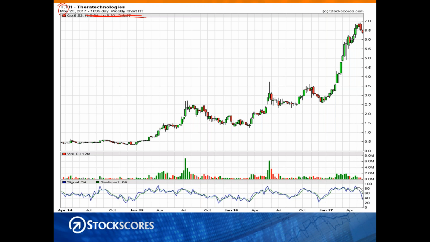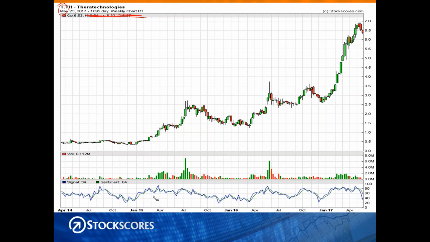And we combine the Stockscores indicators with good chart patterns to tell us when is a good time to buy the stock. In this particular case, we had sentiment score above 60, signal score above 80, and a predictive chart pattern. My job tonight is to teach you a little bit about chart patterns and why you would know that that is a good buying opportunity.